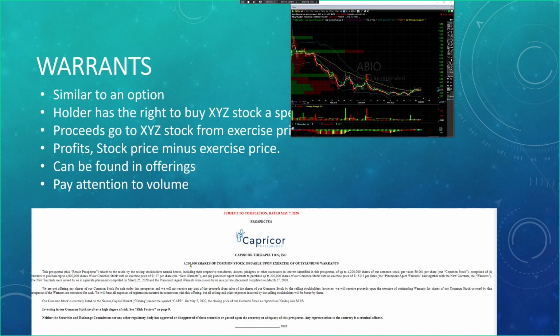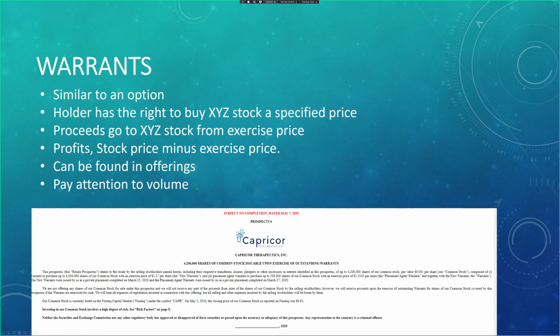So you see right here, 4.2 million shares of common stock issuable upon exercise of outstanding warrants. So it's just like having an option to buy it at that price. Like you have a call at that price. Okay. Again, pay attention to the amount of warrants versus volume.